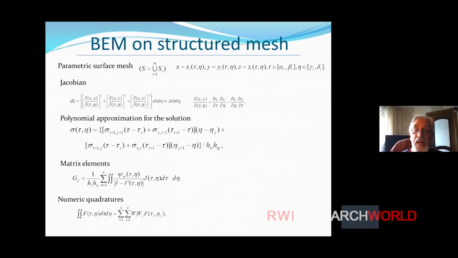The boundary element method can be approximated on a structured mesh as well as on an unstructured one. For a structured mesh, we use so-called parametric surface representation. These equations represent the three-dimensional surface. And when we use polynomial approximation for the field source, for example, for charge density, we can obtain a matrix element for a large linear system when we use numerical quadratures to evaluate integrals over the surface element.